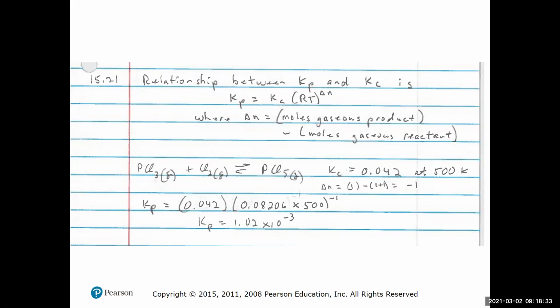So this is how we knew it was 1 mole of products, 2 moles of reactants. Then we make sure our units are all right, making sure our temperature is in Kelvin, and then plug it into the equation and do the math. So once again, make sure you're familiar with this type of formula and how to apply it to go between K sub C and K sub P.